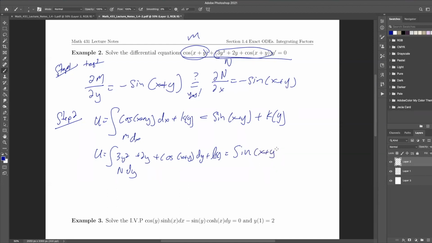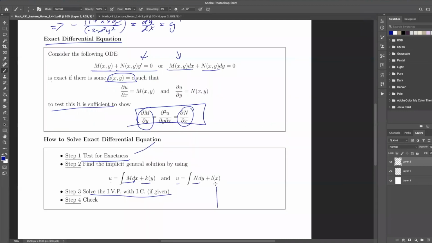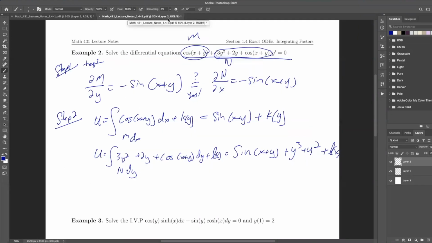And here I have sine of x plus y. Let me write it this way. Let me do this part first: plus y cubed plus y squared plus some function L of x. All right, so what I do here, I found it was exact, and therefore I perform both these integrations to solve what u is. I want to find out what u is, because if I find out what u is, I can then solve for y.